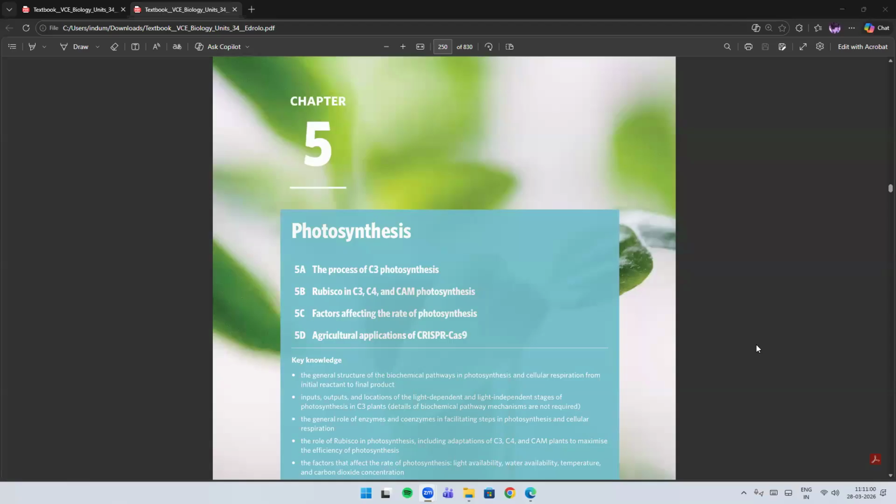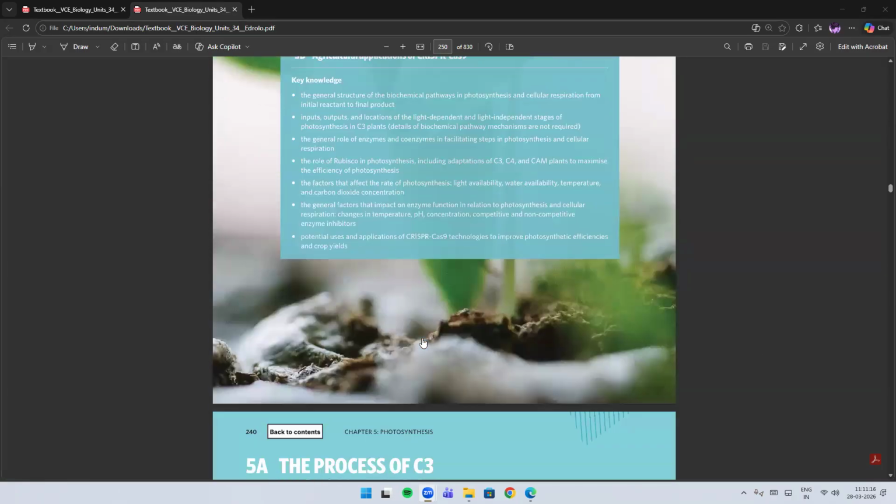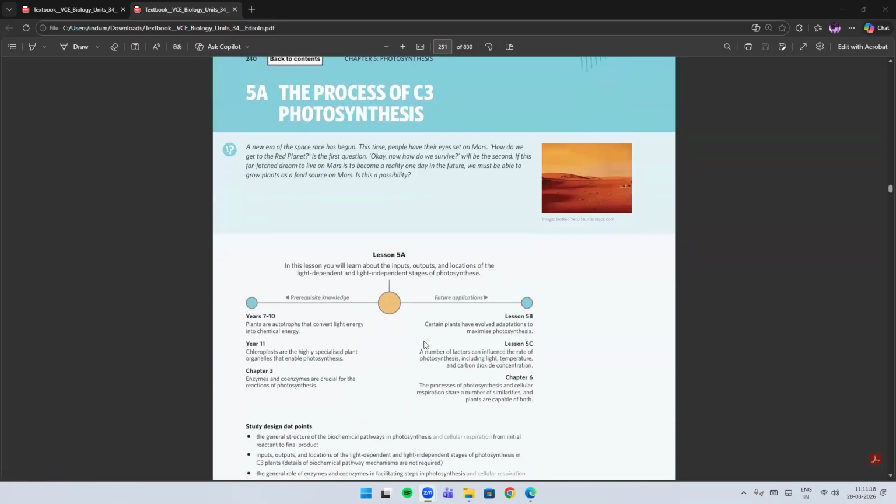Hey students, today we are going to start with the book VCE Biology, and we are going to read chapter number 5, photosynthesis, and we'll be doing 5A in this audio, the process of C3 photosynthesis. Let's get started. 5A, the process of C3 photosynthesis.